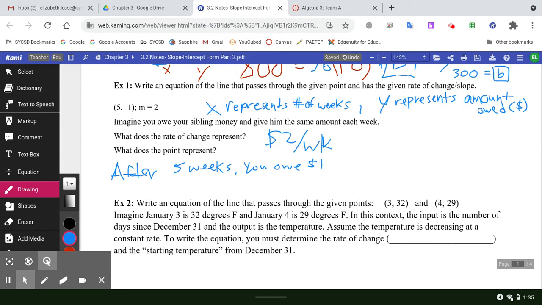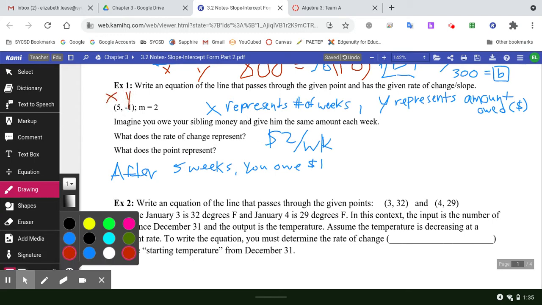So to write this equation, notice we have a rate of change and we have a point, but we don't have the starting point. But we can work backwards to figure out what that is. So as we said, x is 5, y is -1. So I'm replacing these values in my slope-intercept form. So again, y is -1, x is 5, my slope is 2, and then I'm solving for the value of b. So over those 5 weeks, that means you gave your sibling a total of $10.